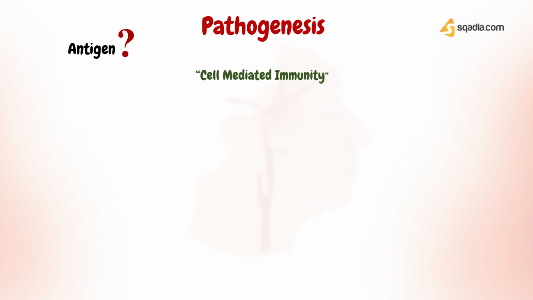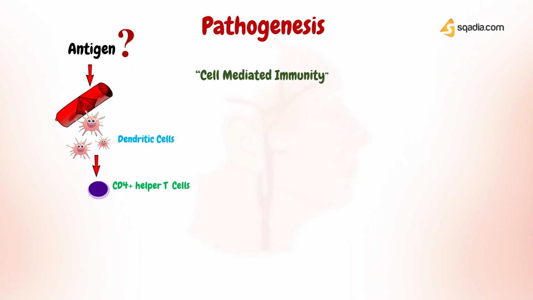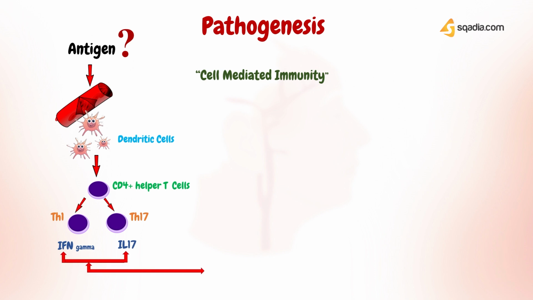Firstly, as a result of this antigen, there is activation of dendritic cells which are present in the adventitia. These dendritic cells are basically antigen presenting cells, so they start producing chemokines that recruit CD4 plus helper T cells. So active CD4 plus helper T cells polarize and convert into Th1 cells which produce interferon gamma and Th17 cells which produce interleukin 17. These cytokines invite more and more monocytes at this place, and they then differentiate into macrophages.